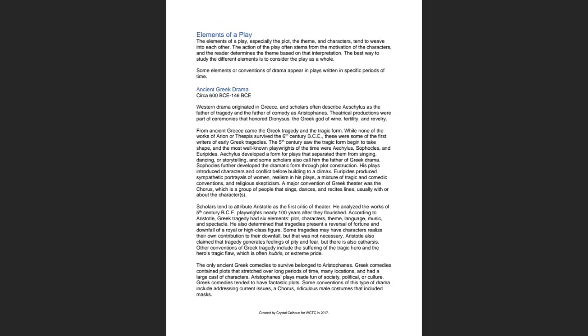The only ancient Greek comedies to survive belong to Aristophanes. Greek comedies contained plots that stretched over long periods of time, many locations, and had a large cast of characters. Aristophanes' plays made fun of society, politics, or culture. Greek comedies tend to have fantastic plots. Some conventions of this type of drama include addressing current issues, a chorus, and ridiculous male costumes that included masks.